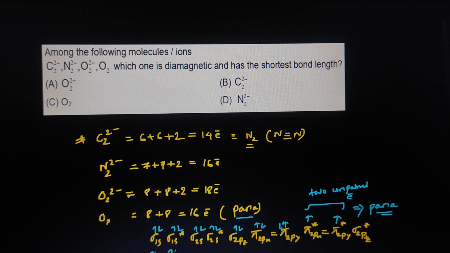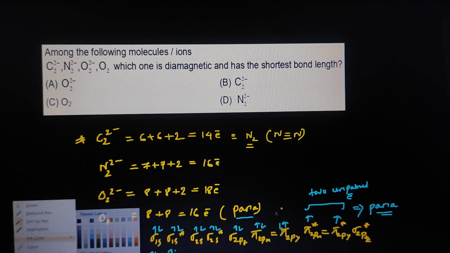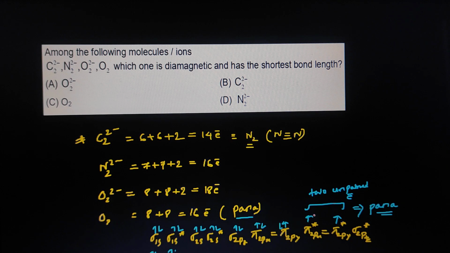For O2 2 minus, now the extra 2 electrons are coming into this orbital. Extra 2 electrons are present in this orbital also. So both are paired up. Now it becomes paired electrons. That's why it is diamagnetic. It is diamagnetic.